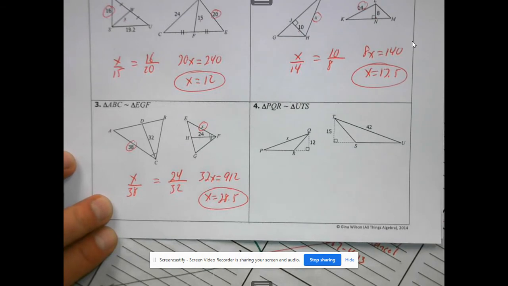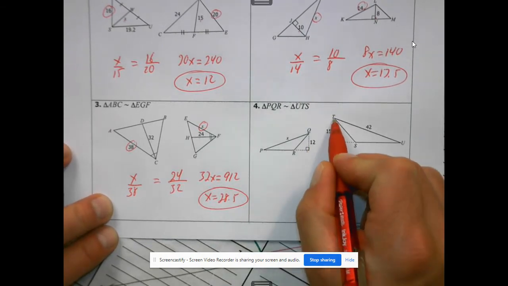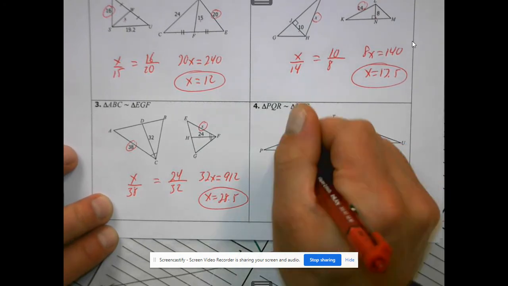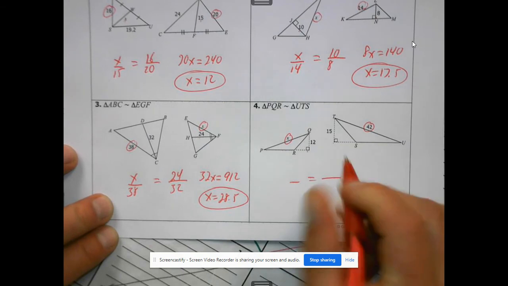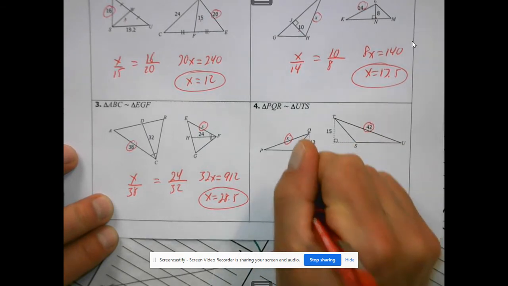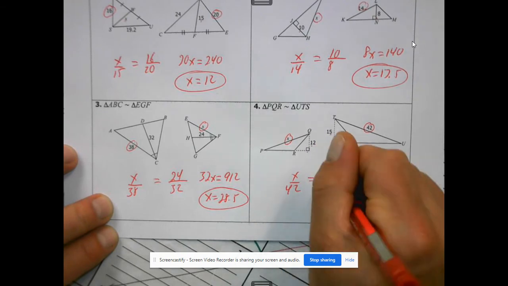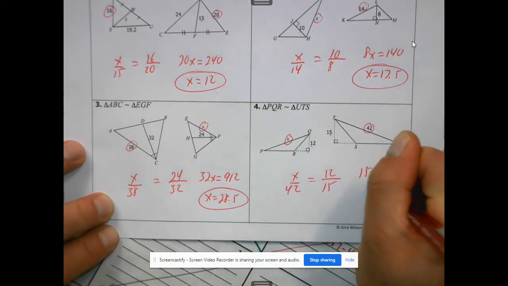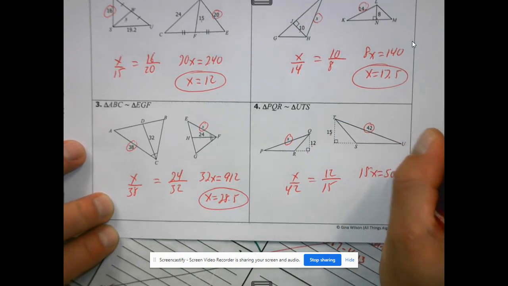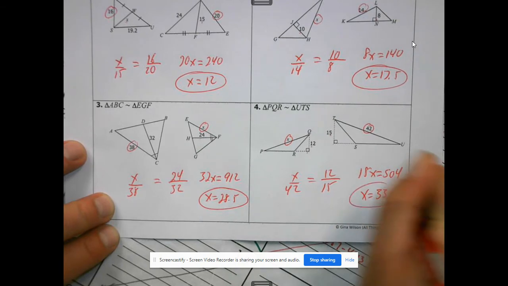Number four, these are examples of altitudes. They start at the vertex and work their way down to a 90. X is on the bottom, 42 is on the bottom. So x over 42 equals 12 over 15. Left to right, left to right. Cross multiply, 15x equals 504. 15 goes in there 33.6 times.